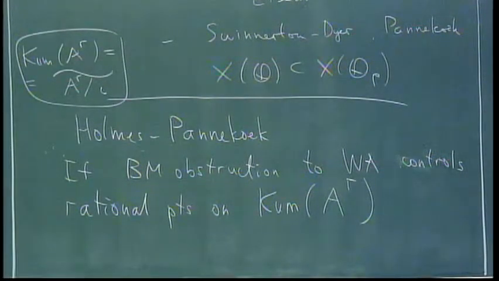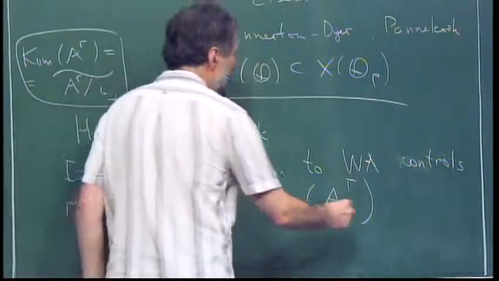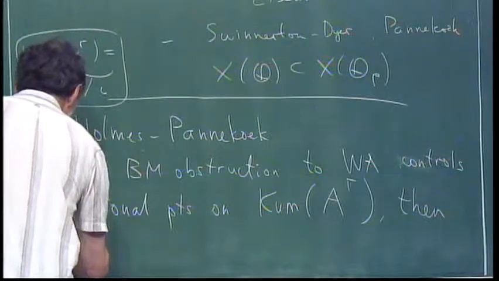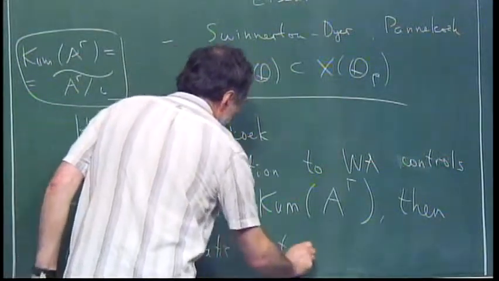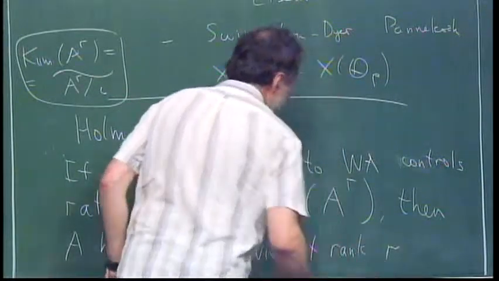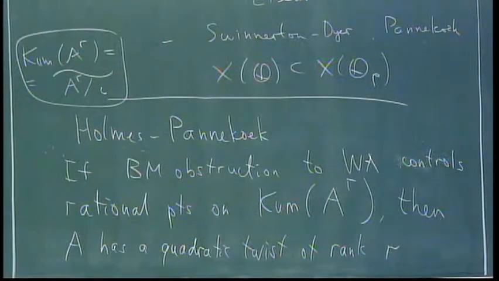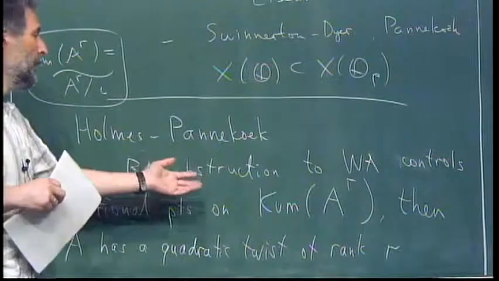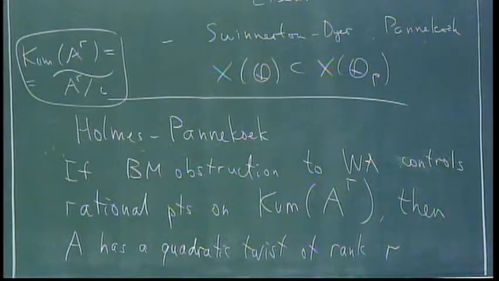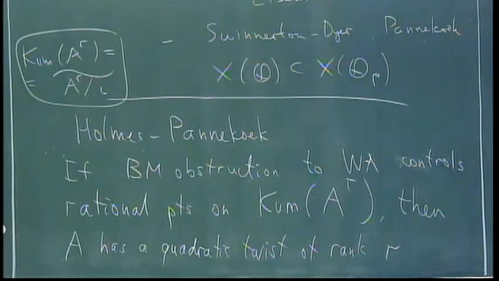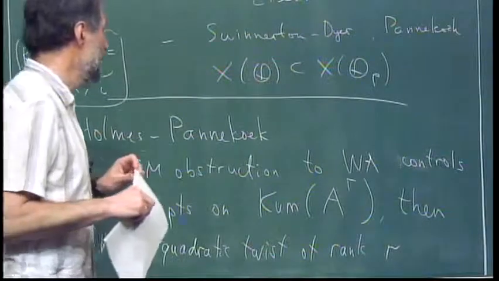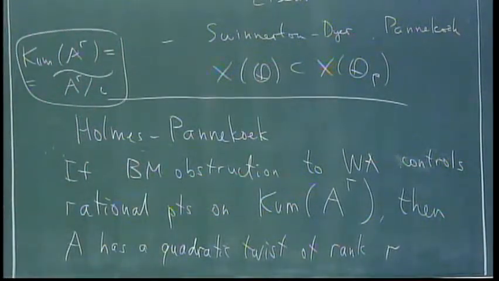Okay, so if the Brauer-Manin obstruction to weak approximation controls rational points on such a Kummer variety, then A has a quadratic twist of rank r. And therefore, if we are very courageous and we believe that the same thing should hold for Kummer varieties of any dimension, then for any given abelian variety over a given number field, we can find a quadratic twist of arbitrarily high rank. And this is probably not a common belief these days. Well, I'm not quite sure. Anyway, this shows that this is a very hard question.